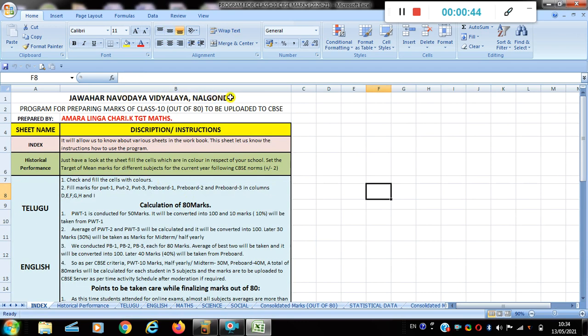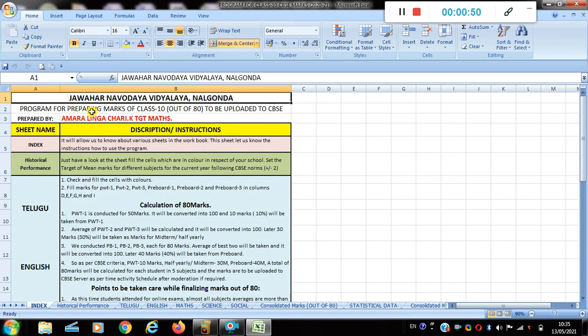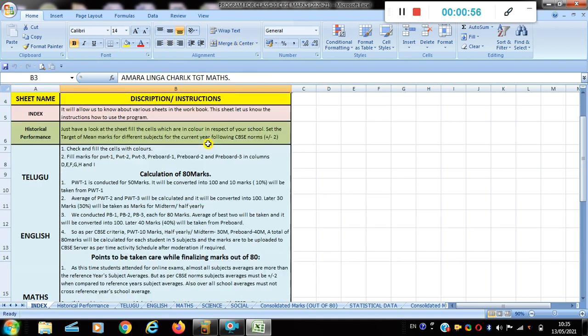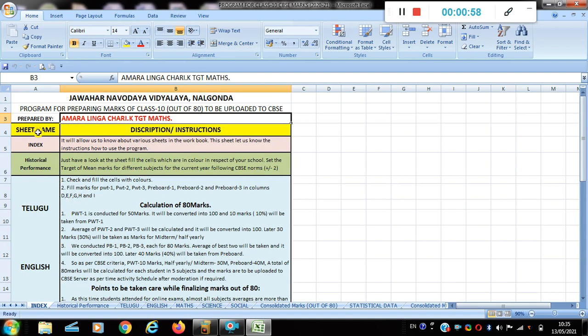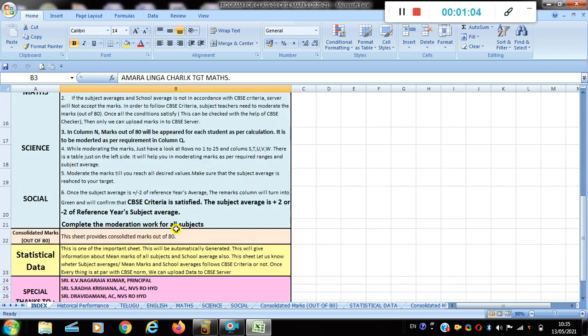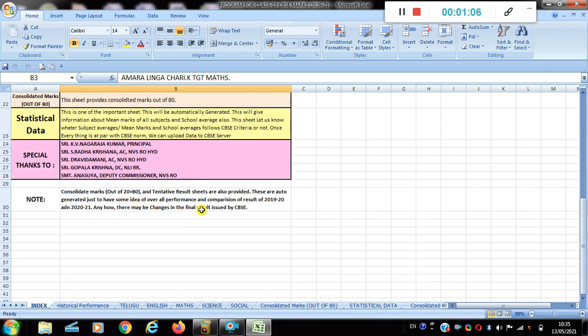Jawahar Navodaya Vidyalaya Nalgonda. Anyone can rename this with their school. This is the program for preparing marks of class 10th out of 80 to be uploaded to CBSE, prepared by myself. And here is the simple description. The sheet names and their descriptions are like this. You can just have a glance.